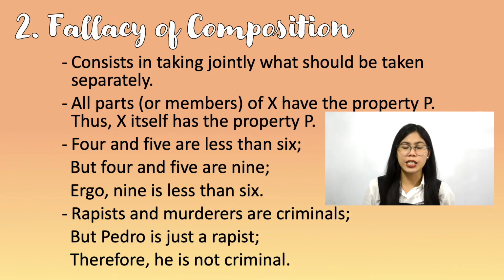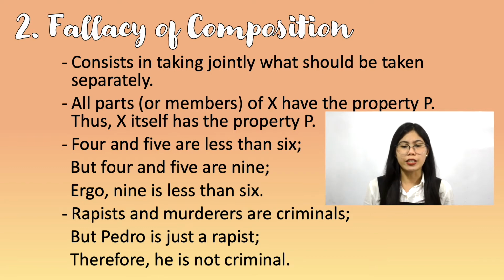Next is the fallacy of composition. It consists in taking jointly what should be taken separately, assuming that what is true of the part is true of the whole. So here's the logical form for this fallacy. All parts or members of X have the property P. Thus, X itself has the property P. Example: 4 and 5 are less than 6, but 4 and 5 make 9. Ergo, 9 is less than 6.